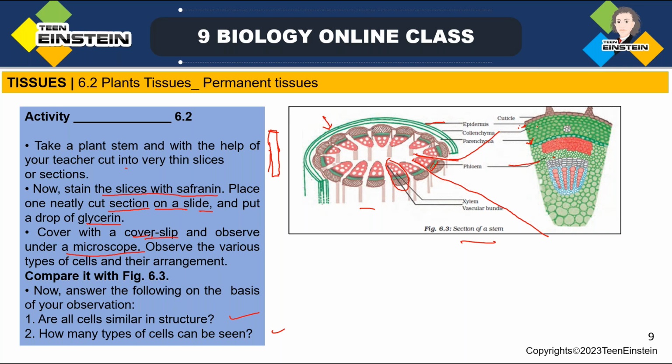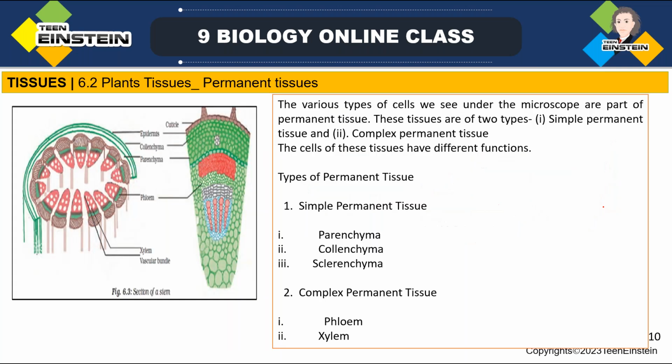Next to that, we have marked epidermis. That is one type of cell. Next comes the collenchyma, then the parenchyma. We'll learn about all those. And again, when we are coming to the vascular bundle portion, there itself you can see different types of cells, right? So different types of cells you can see in this section, isn't it?